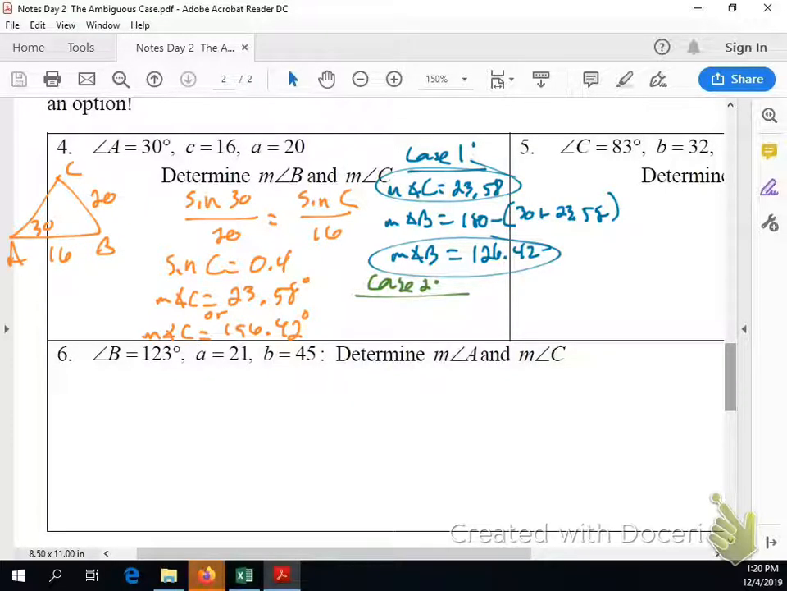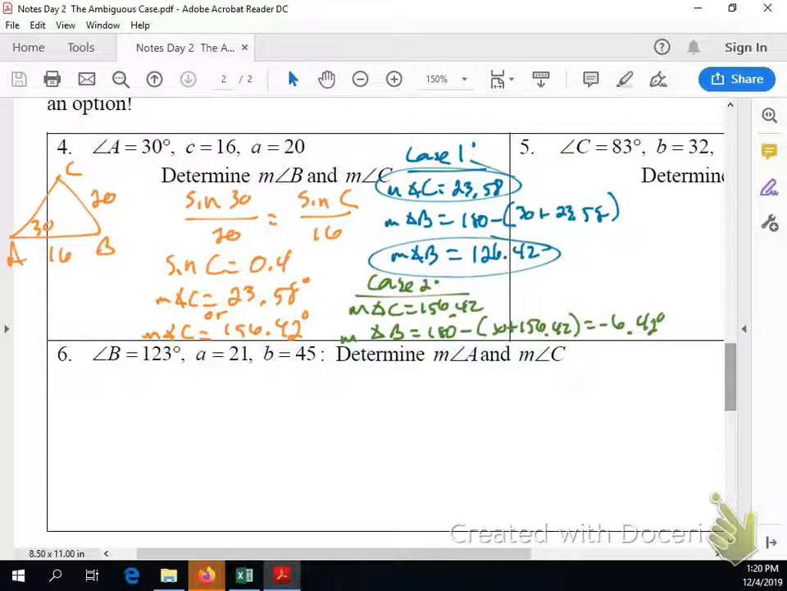The second case, where the measure of angle C is 156.42. Then the measure of angle B is going to be 180 minus (30 plus 156.42), which will give you negative 6.42. Now, hold on a minute. You cannot have a negative angle measure in a triangle.